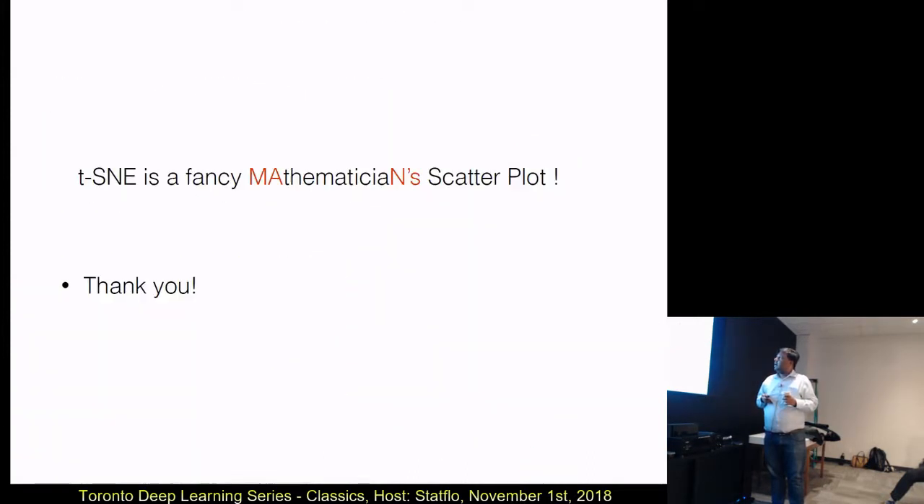We have seen this plot, and finally t-SNE is a fancy mathematical tool, a mathematician's scatter plot. Okay. So that's it.